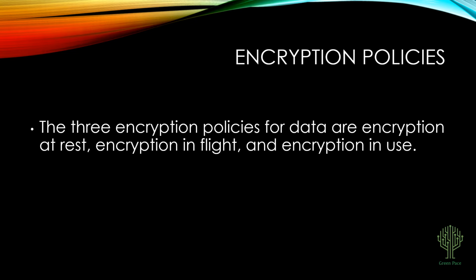The three encryption policies for data are encryption at rest, encryption in flight, and encryption in use. Encryption at rest is data that is stored in the system and is encrypted when not in use by an authorized user. Only authorized users with the key to decode it can see the data. This is an important policy because we can be storing sensitive user data such as credit card numbers, social security numbers, etc. This ensures that your data is secure while in storage.